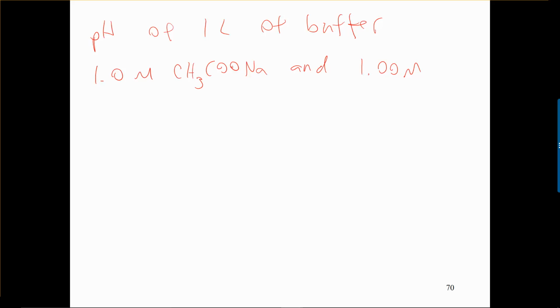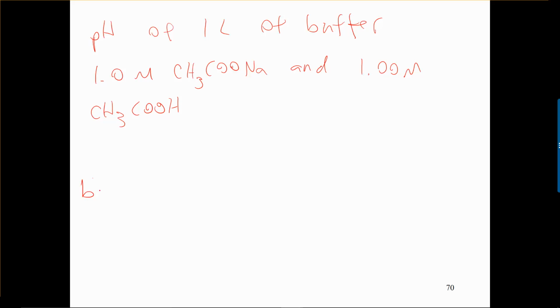So pH of 1 liter of buffer that is 1.0 molar CH3COONa and 1.00 molar CH3COOH before, let's see. Let's just start there.